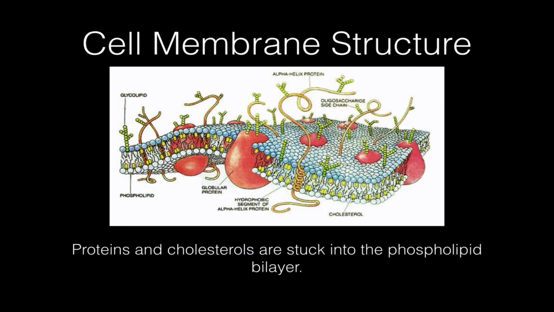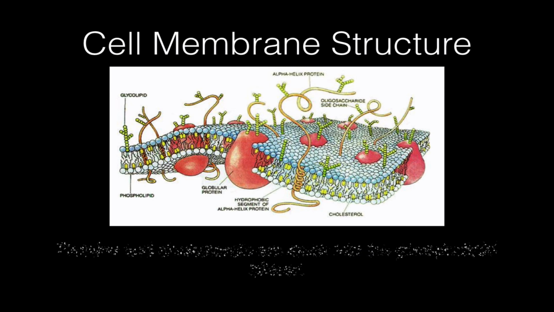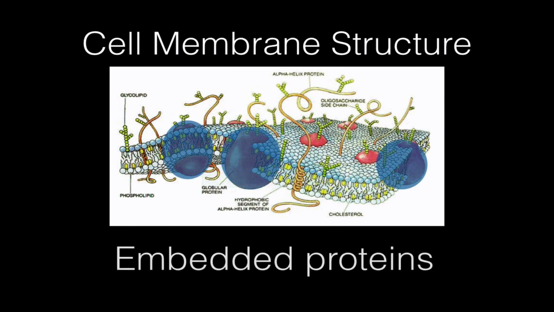Now, proteins and cholesterols are stuck into the phospholipid bilayer. You notice there is a protein embedded here. It comes in all the way through. Here's the top of one that we can't really see all of. Here's another one we can cut away and see it stuck into the bilayer. So the protein molecules are embedded in the membrane, so we call them embedded proteins, and they have a function we're going to talk about later.